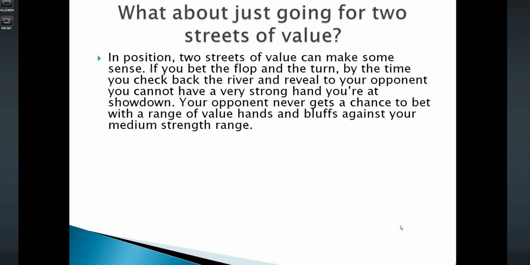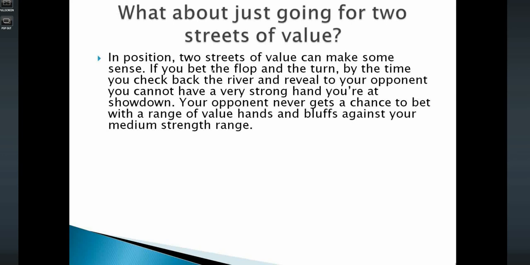In position, 2 streets of value can make some sense. If you bet the flop and the turn, by the time you check back the river and reveal to your opponent you cannot have a very strong hand, you're already at showdown. Your opponent never gets a chance to bet with a range of value hands and bluffs against your medium strength range.